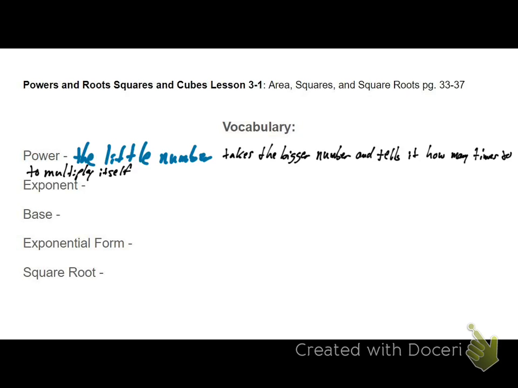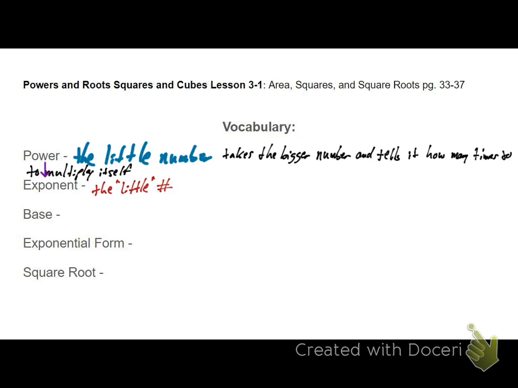Specifically, the exponent is the little number. Power and exponent basically mean the same thing. It just depends on who's going to tell you about what it does next or first. The exponent is the little number that does exactly what Jacob just described. It tells the bigger number how many times it's going to multiply by itself. All right, so which one's the bigger number? The base. Very good.